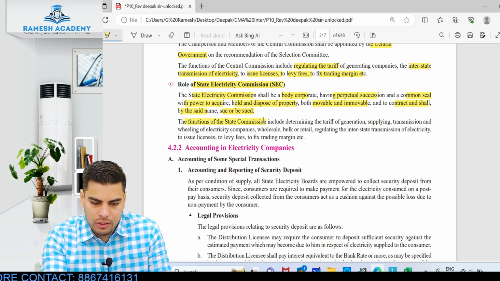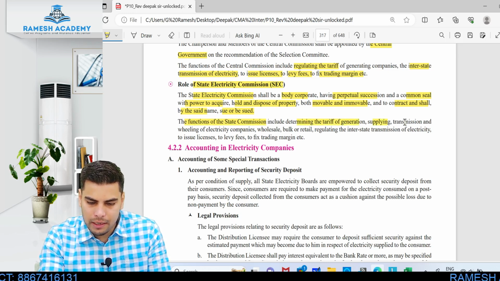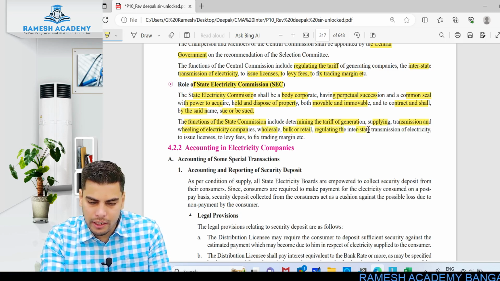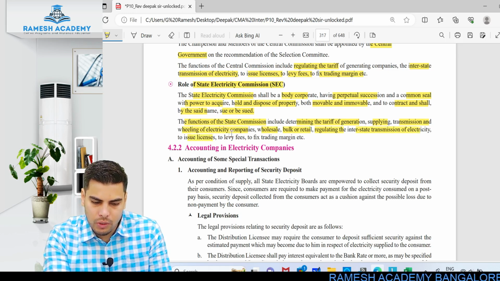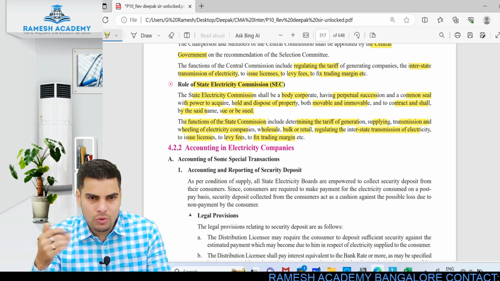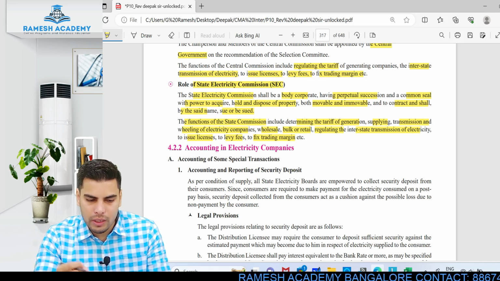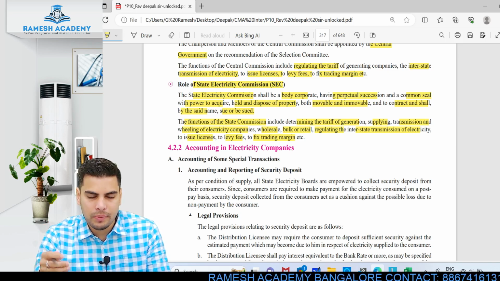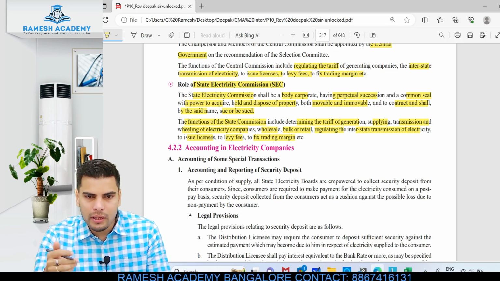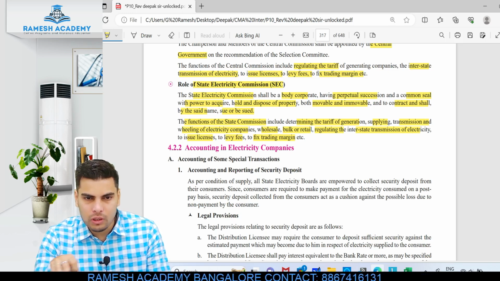When it comes to the functions of the State Commission, it includes determining the tariff, supplying, transmission and wheeling of electricity, wholesale, bulk or retail, regulating interstate transmission of electricity, issuing licenses, levying fees and fixing the trading margin. If you see the functions, it's quite similar. The only thing is, the State Electricity Commission will be issuing state licenses, and the Central Electricity Commission will be issuing central licenses. So in both cases the tariff will be fixed for this particular state.